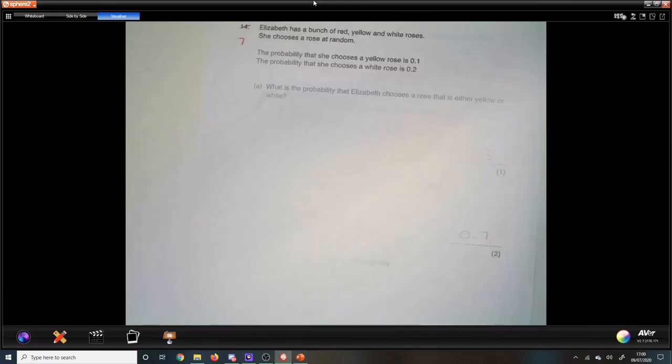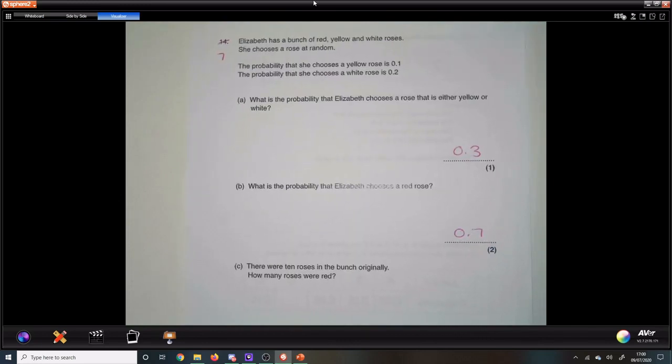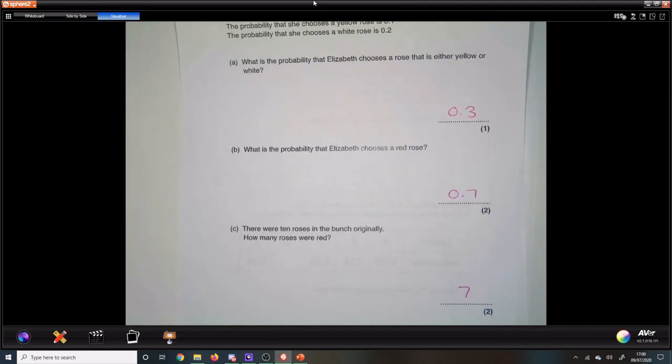If we have a look at question 7, it's about the roses. What's the probability that Elizabeth chooses a rose that's either yellow or white? Well, you add those two probabilities together, so that's 0.3. The probability she chooses a red rose, well, probabilities have to add up to 1, so that would have to be 0.7. And if there were 10 roses in the bunch originally, how many of them were red? Well, that is going to be 7. You do 10 times 0.7 is 7, so there were 7 reds.